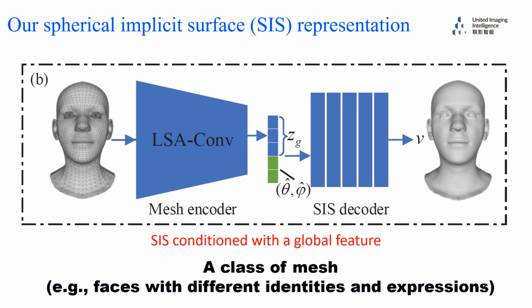We can also train our SIS representation for a class of meshes, for example, faces with different identities and expressions. Given any face, we can encode the mesh into global features and concatenate them to the spherical coordinates to decode the mesh, so that we can reconstruct meshes with different identities and expressions.